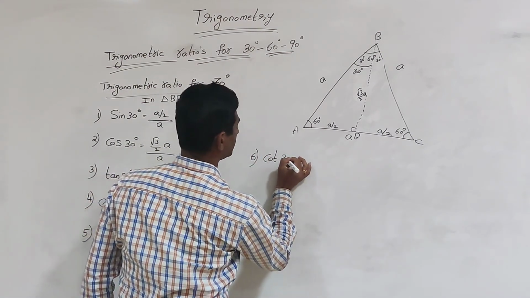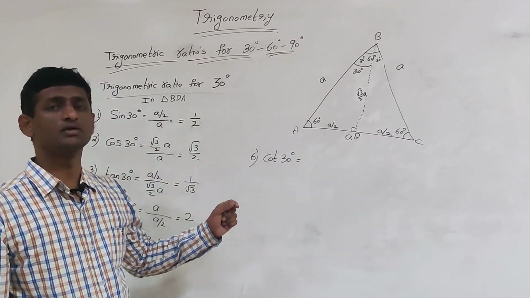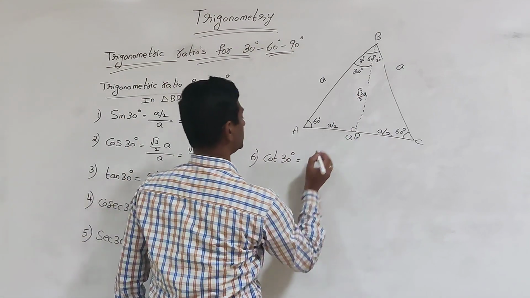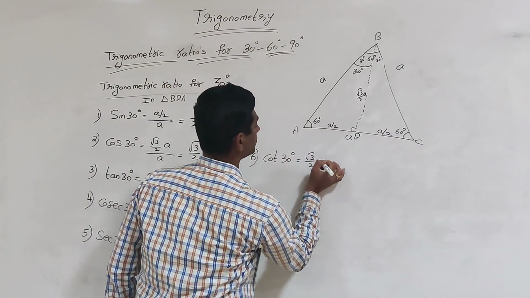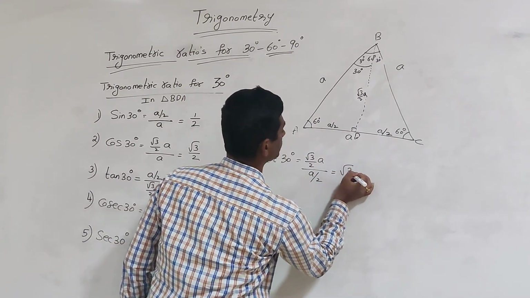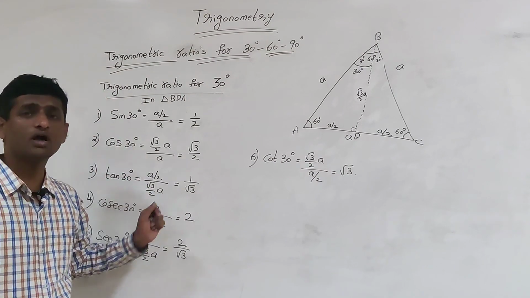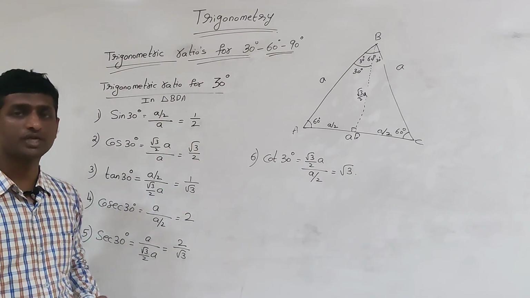Cot 30 degrees is adjacent side by opposite side. Adjacent side is root 3 by 2a, opposite side is a by 2. So it is root 3. So these are the trigonometric ratios for 30 degrees.